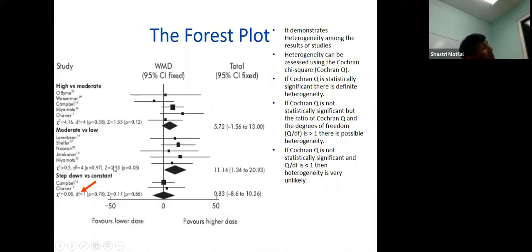Look at this z and the p-value here. Did this diamond find a significant difference? Yeah, it was 1 to 20, not touching the vertical line. Look at the p, significant. So this p-value is for the overall effect. Sometimes you see a p-value for the overall effect, but we don't really need it. We could look at the confidence interval and come to the conclusion.